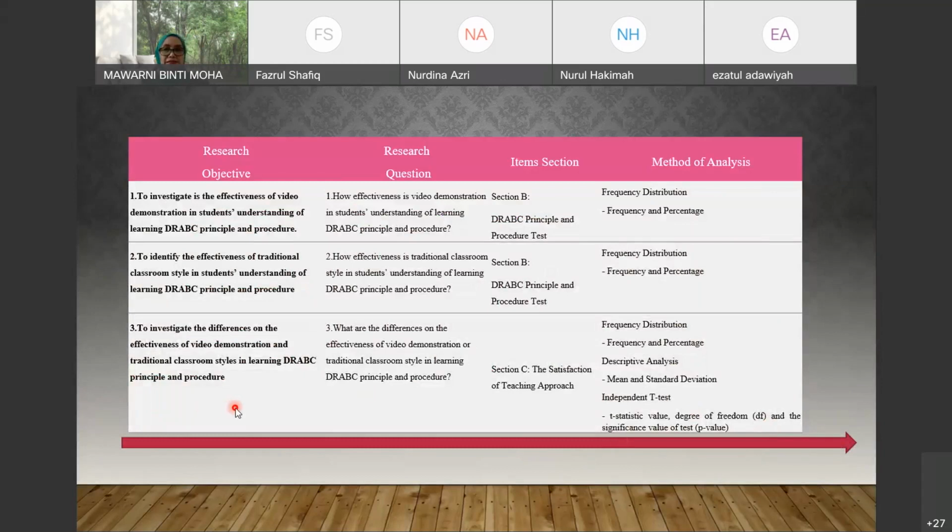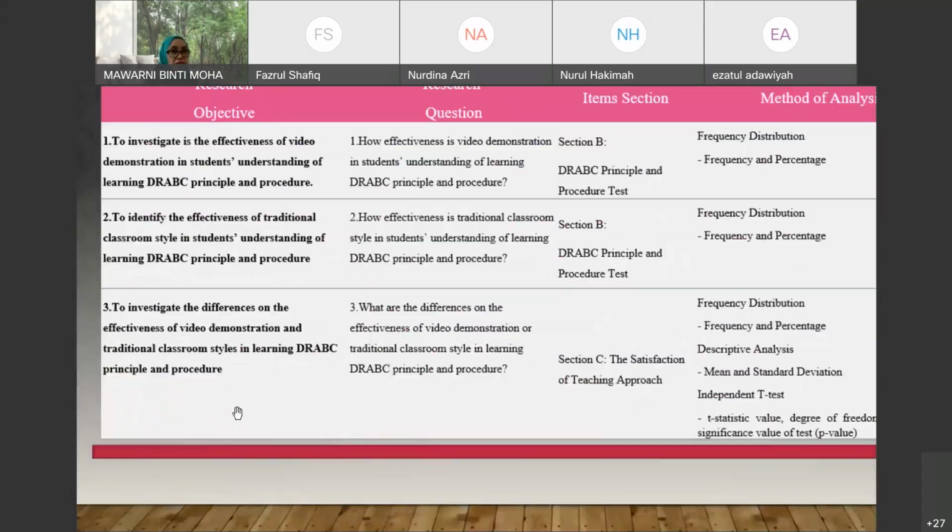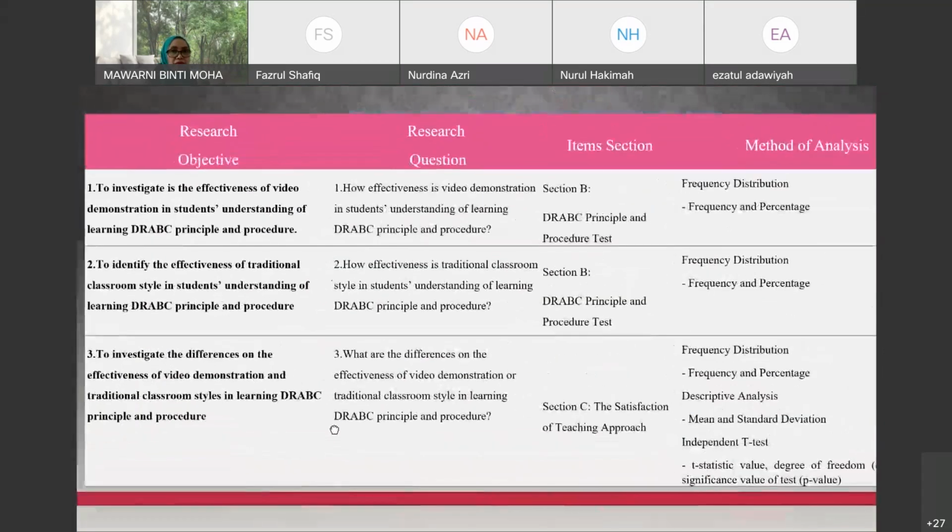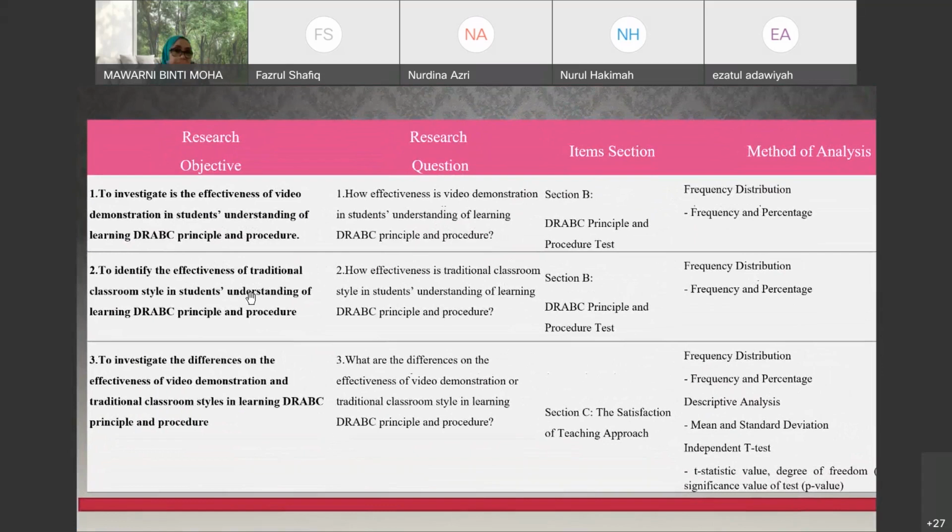Ni contoh dia. Okay, you can read that. We have research objective number 1, research question number 1. Sama je dengan tu. Research objective number 1. But how do you measure that? You use DRABC principle and procedure tests.